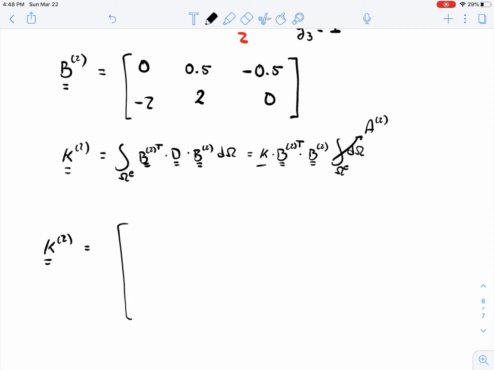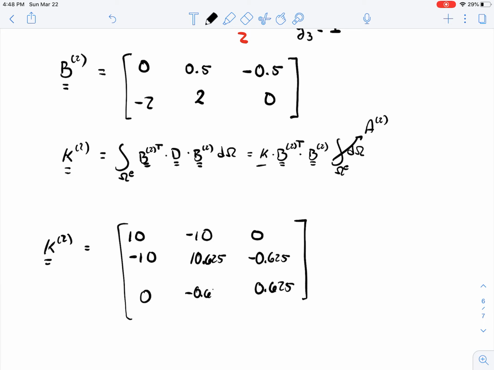In this case, I calculated ahead of time. This is 10, minus 10, 0. Then 10.625, minus 0.625, and then 0.625, and it's symmetric, so I just have minus 10, 0, minus 0.625.